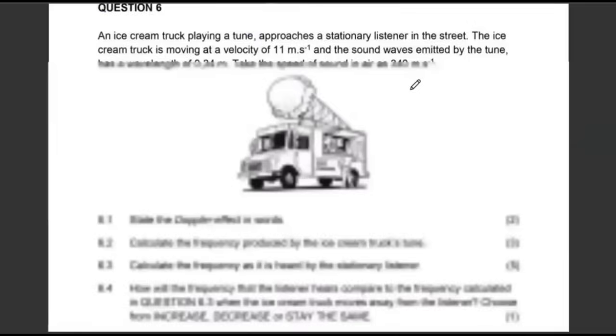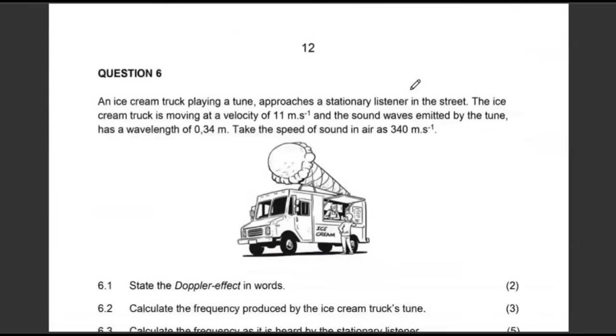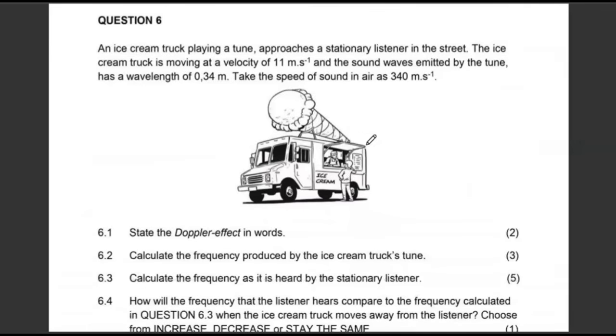Then question number 6, which is the Doppler. They're telling us that an ice cream truck that is playing a tune approaches a stationary listener in the street. The ice cream truck is moving at a velocity of 11 meters per second, and the sound waves emitted have this wavelength. Then the speed of sound in air is that. Then they want us to state the Doppler effect.